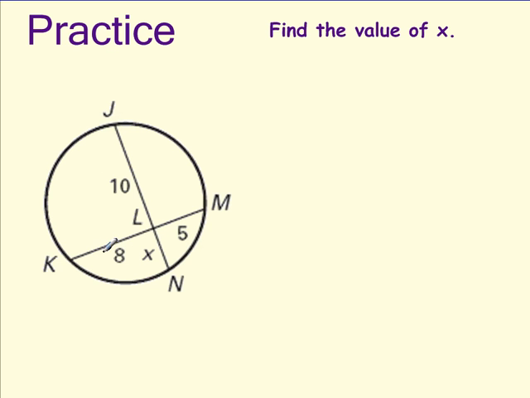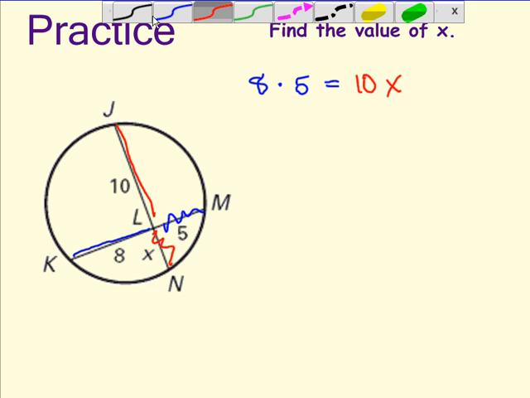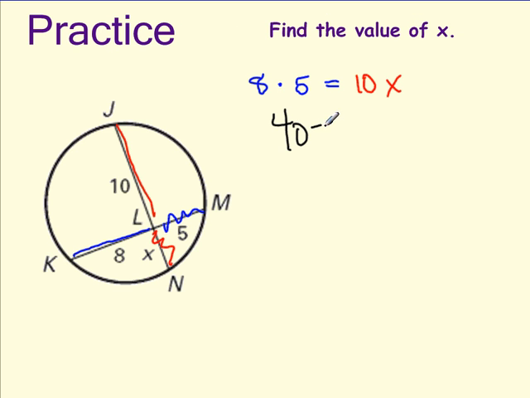Let's try an example. So here we have two chords that intersect, and we need to find the segment length of X. So I have these two parts, which I can say are 8 times 5. My other two parts would be 10 and X, so I'll leave that as 10X. When I simplify this, I get 40 is equal to 10X. Divide both sides by 10, and we get X is equal to 4.